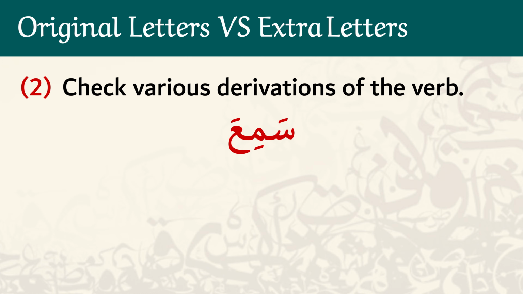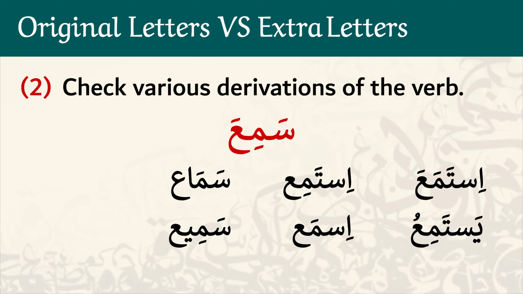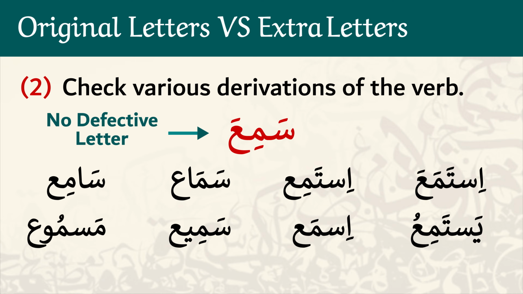To be more sure that these are the 3 radicals, try to derive many words out of this verb, like سمع, استمع, يستمع, اسمع, سماع, سميع, سامع, مسموع. All of them contain the 3 letters س, م, ع. So these are the verb's radicals. And as long as they don't contain a defective letter, the verb is regular, صحيح.